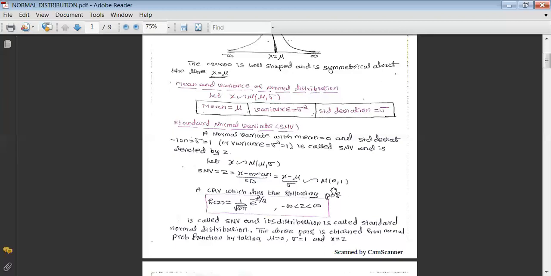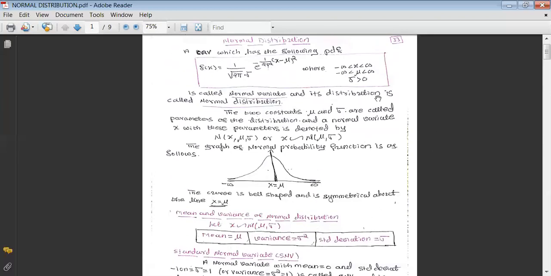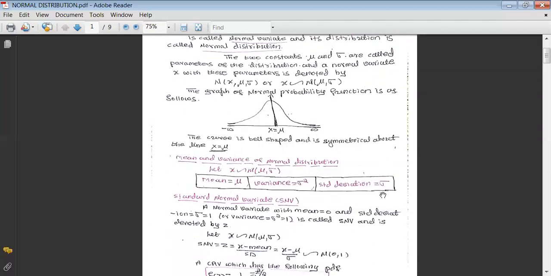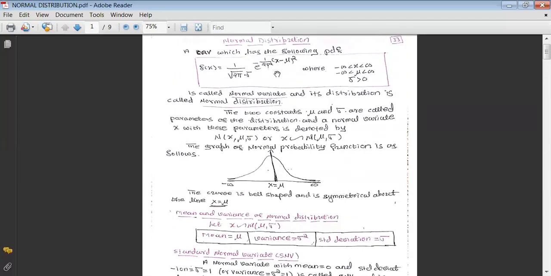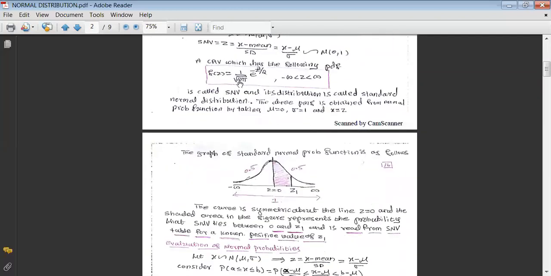And once you take these particulars in the normal probability function, if we take x equal to z, mu equal to 0 and sigma equal to 1, we get one more function like this, and this is called the probability density function of the standard normal variate, or the standard normal distribution. This is obtained, as we said, by taking mu equal to 0, sigma equal to 1, and x equal to z in the normal probability function.